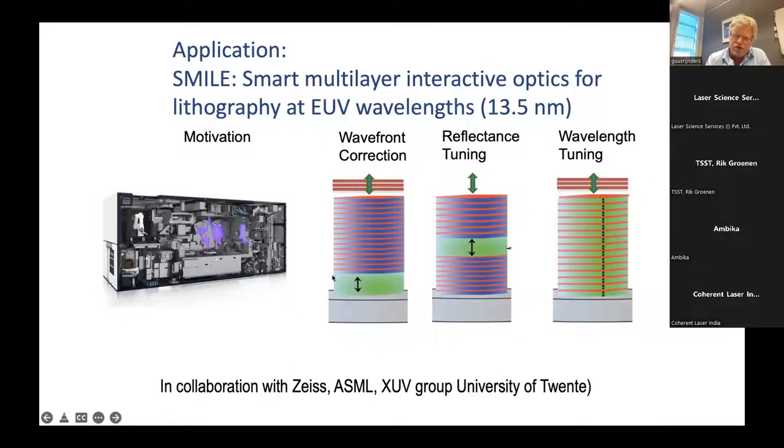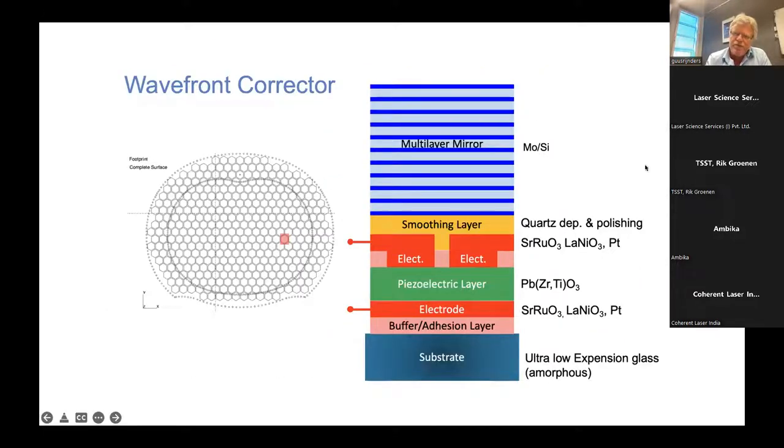So in collaboration with other groups at the university, Zeiss and ASML, we have been working on wavefront correction using PZT. So this is the stack. The mirror is made out of molybdenum silicon. We did not work on the complete stack yet. But what we were able to do was to build a piezoelectric stack underneath such materials and show that you indeed can move up and down these multilayer mirrors in a patched version, like sketched on the left, where you can change a single patch over here in a different way than another patch next to it. And with that, you can change the wavefront of these materials. This is quite complex already.